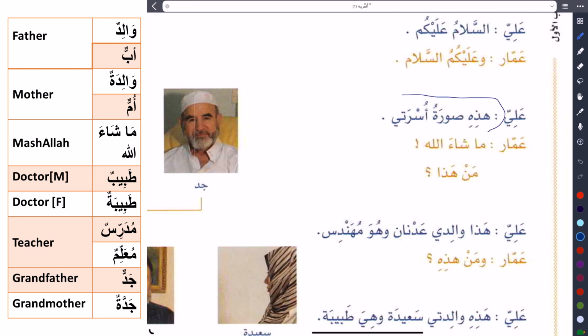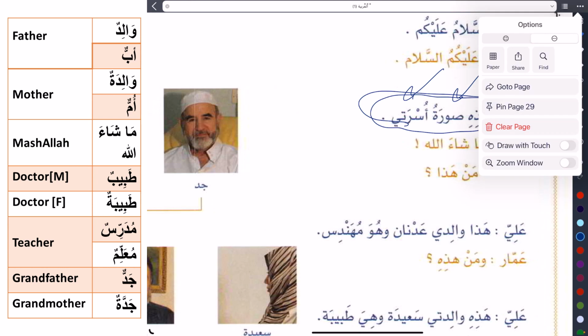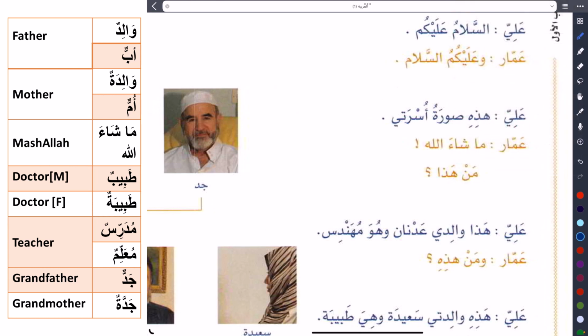Last class we have completed this sentence: هذه صورة أسرتي. This is the picture of my family, and we studied the rules of attribution. How to attribute something or someone to something else or someone else. Today, inshallah, we continue from this: ما شاء الله.